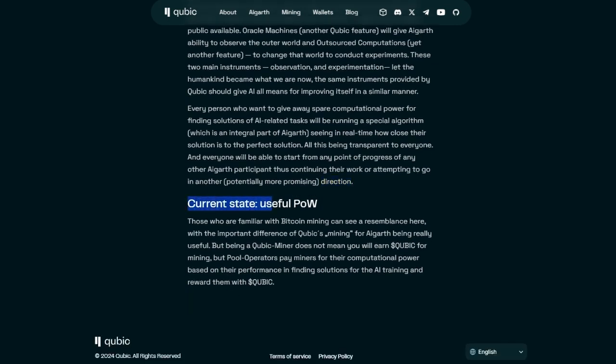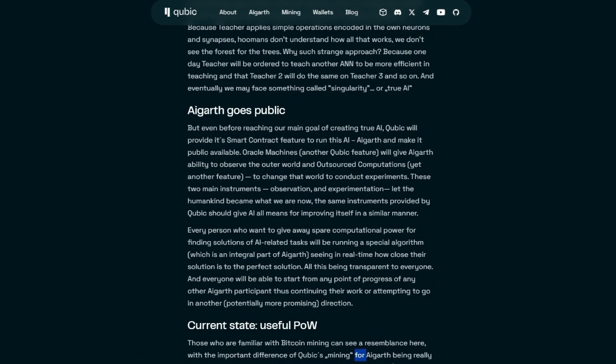And the current state is just proof of work. So those who are familiar with Bitcoin miners can see a resemblance here, with the important difference of Qubic's mining for AGART being really useful. But being a Qubic miner does not mean you will earn Qubic for mining, but pool operations pay miners for computational power based on performance finding solutions. Okay, I won't dive into what they're saying there in much detail, but they're basically just saying that they're getting to the point of making this a truly useful proof of work platform, and that the miners get paid from pool operators, and I won't go into detail on that.